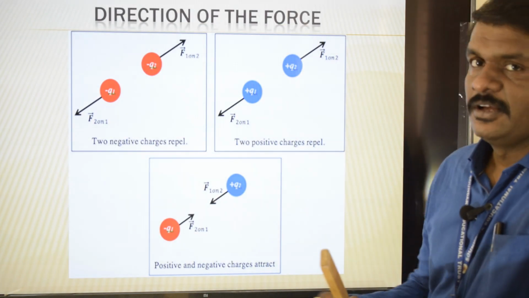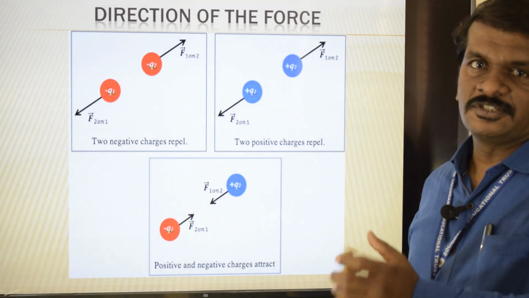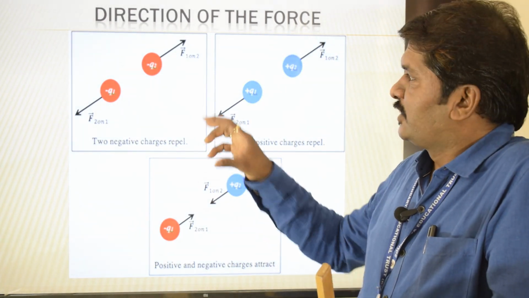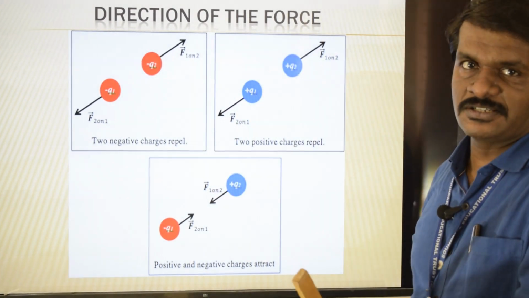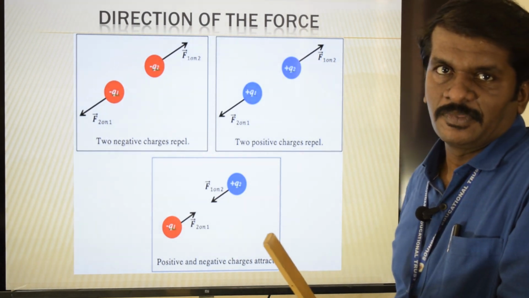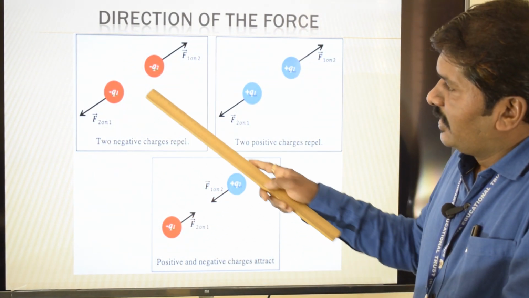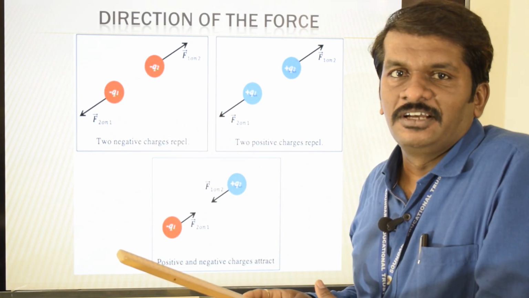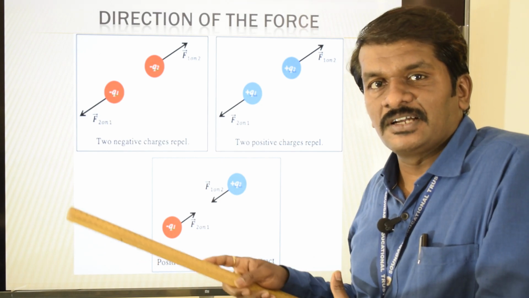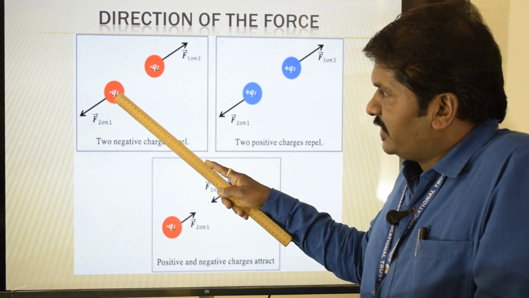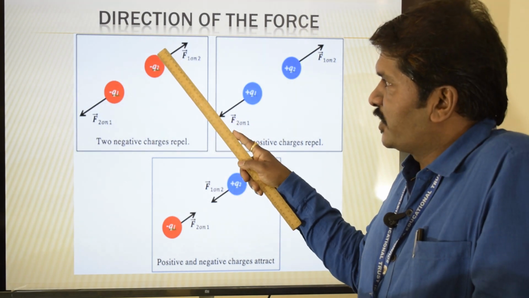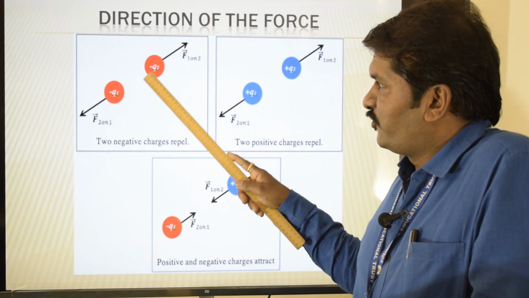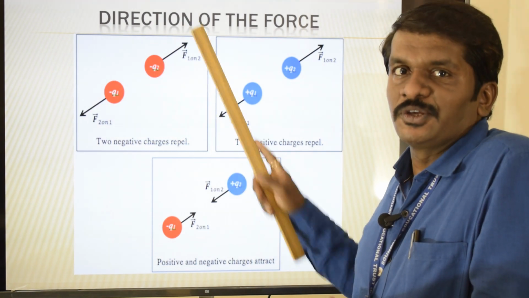Next, come to the direction of the force. Observe this diagram. We have taken 3 conditions: 2 negative charges, 2 positive charges, and 1 positive and 1 negative charge. Observe the first diagram. Here, these two are like charges. According to Professor Dufay, like charges repel each other and unlike charges attract each other. This Q1 exerts a repelling force on Q2. Therefore, F12 is the force exerted by Q1 on Q2.